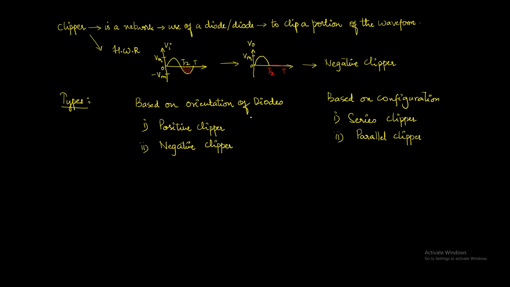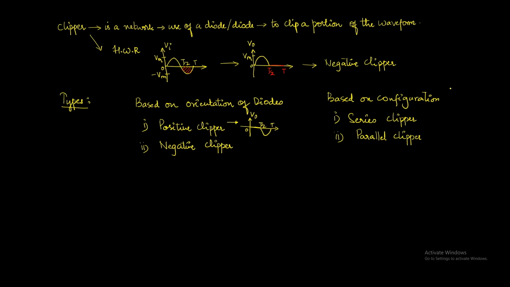If we were to get an output waveform something like this from T/2 to T, I could say this is a positive clipper because I have clipped off this much portion of the waveform from 0 to T/2. So this is how it is.